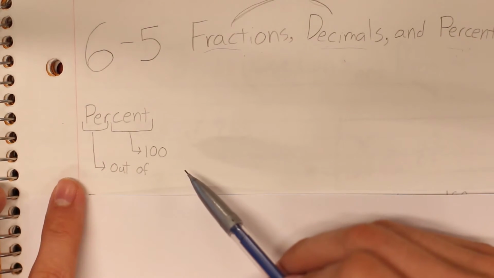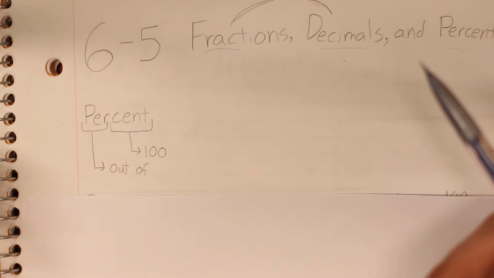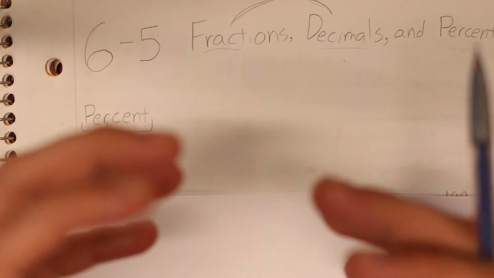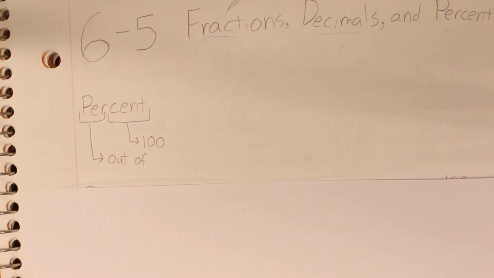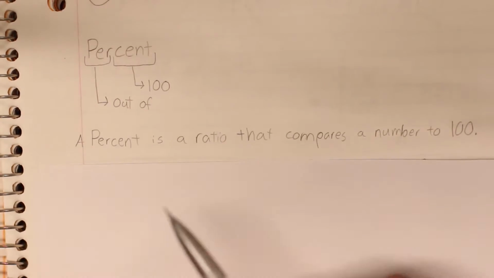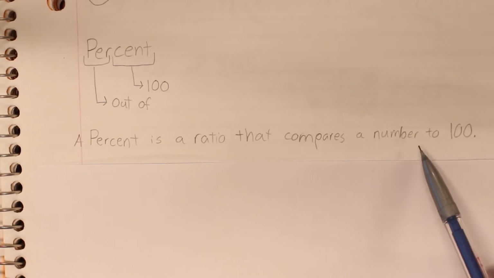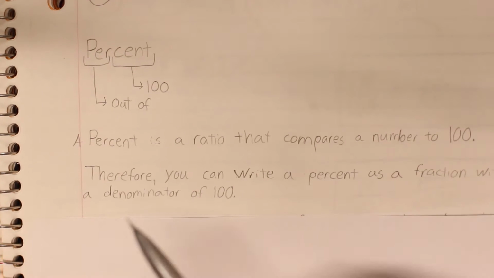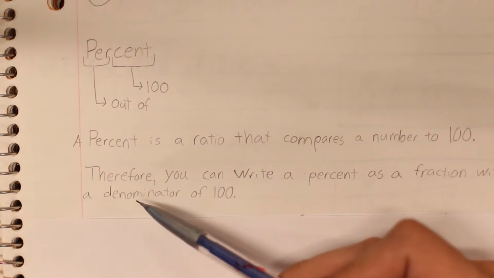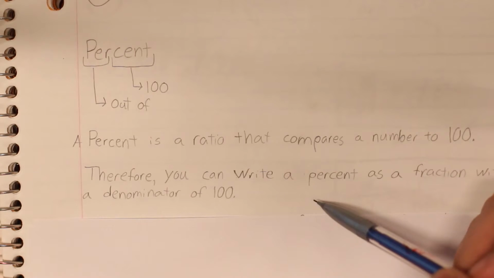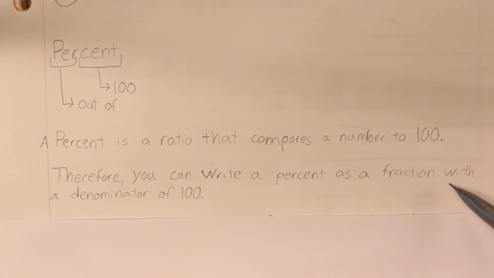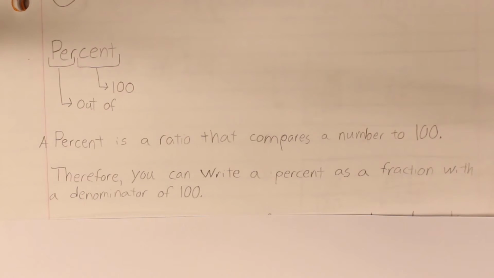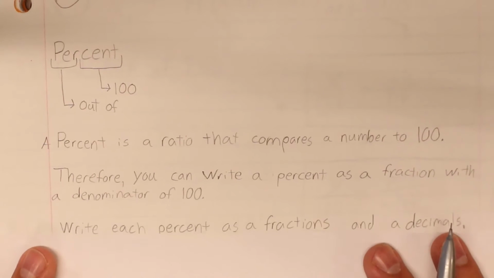Per is out of. So when you're talking about a percent, you're talking about a ratio where it's comparing something to a whole, which is 100. So we could say a percent is a ratio that compares a number to 100. There's an implication to that. Therefore, you can write a percent as a fraction with a denominator of 100. I'll show you what that means as we look at these examples.